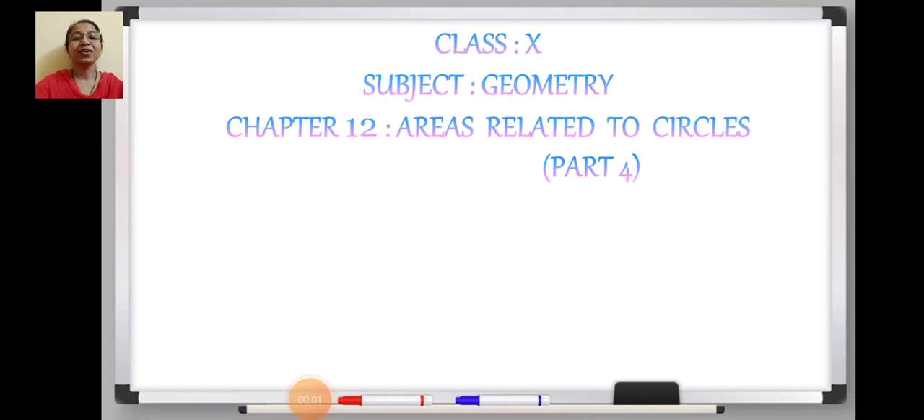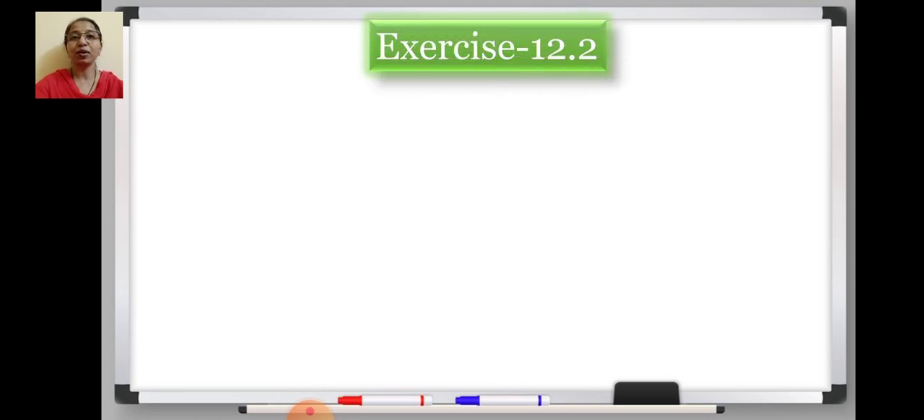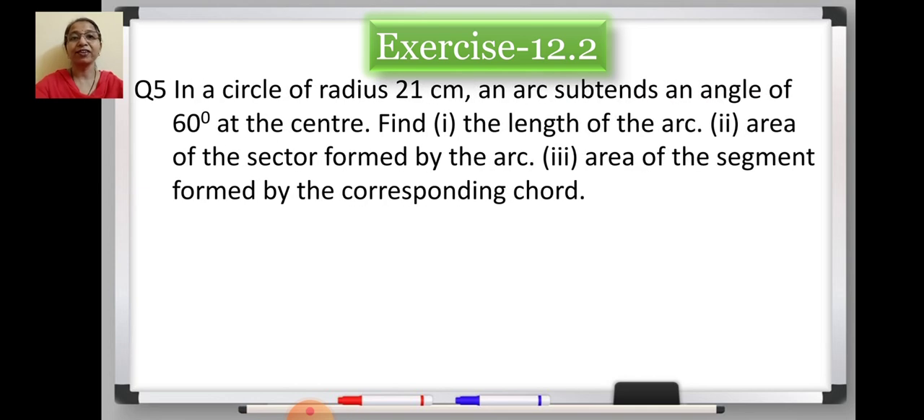Hello students, welcome to Standard 10th Geometry class, Chapter 12, Areas related to Circle. Children, in previous class we have already started our exercise 12.2. In today's class, we will continue with some more examples from the same exercise. So let us begin with question number 5.